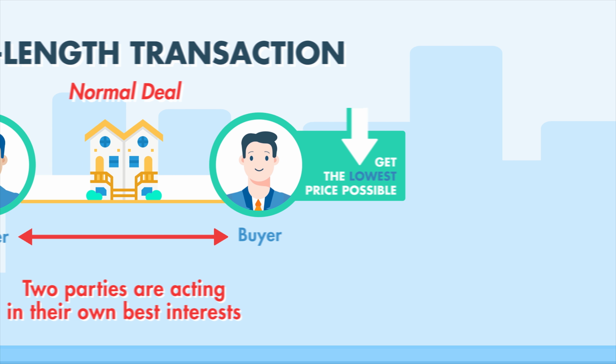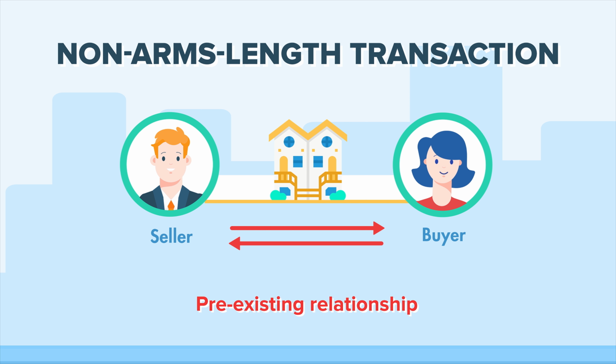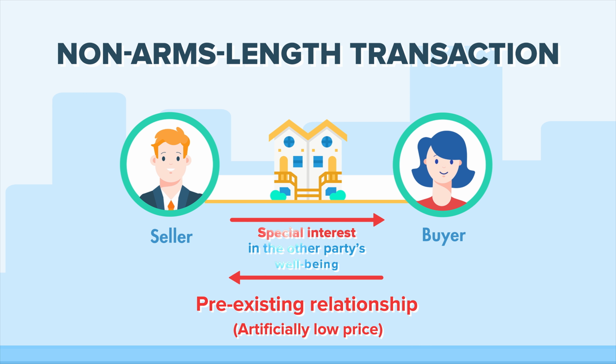Now, on the other hand, a non-arm's length transaction is when there is an existing relationship between the buyer and the seller, or there is an unusual circumstance that is causing the sale price to be artificially low, kind of like a parent giving property to their child or a brother selling a property to their sister at a lower price. A non-arm's length transaction typically happens when one of the parties has a special interest in the other party's well-being. It can also happen if the property is sold under duress, causing the sale price to be lower than normal.